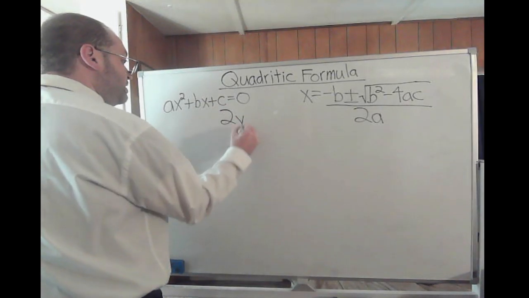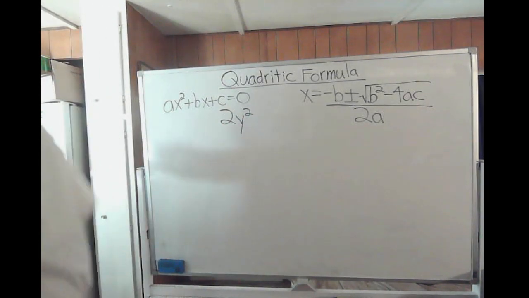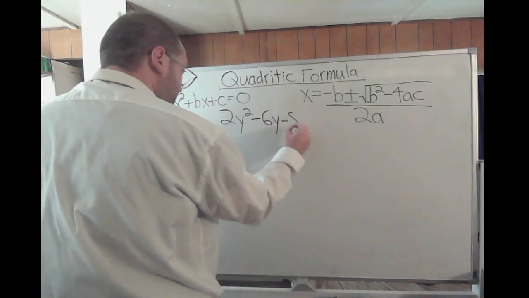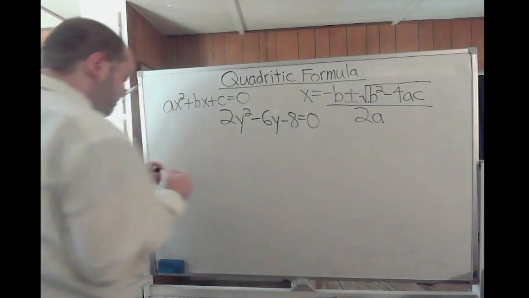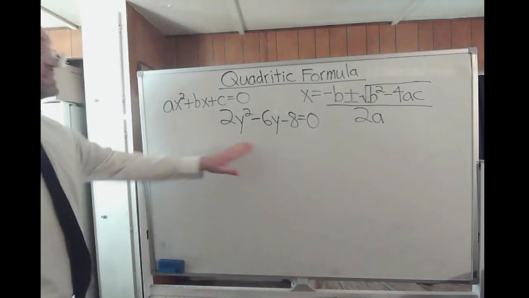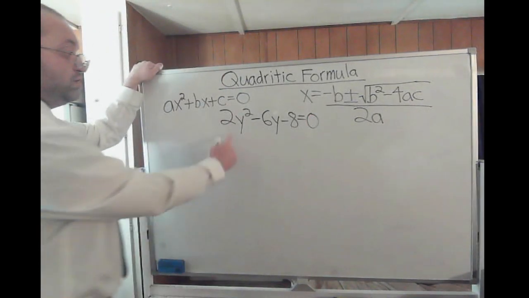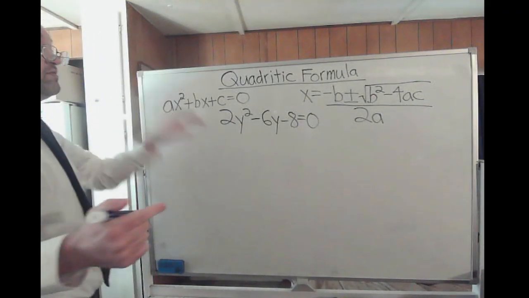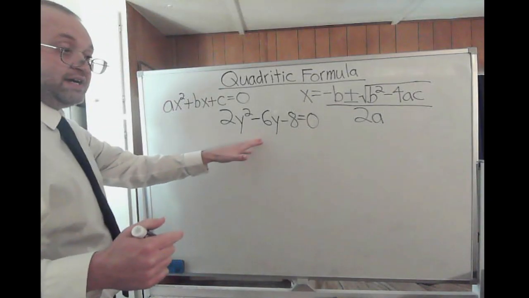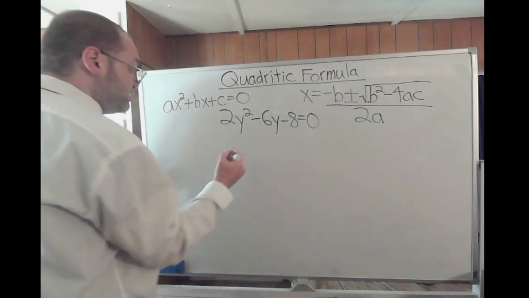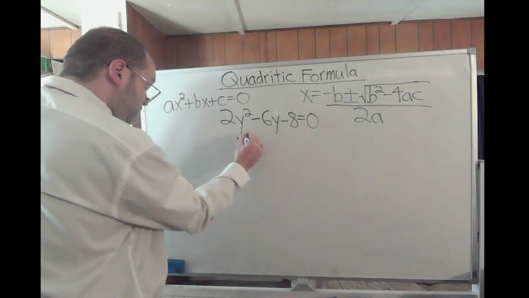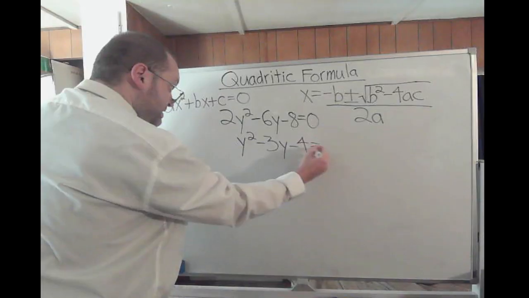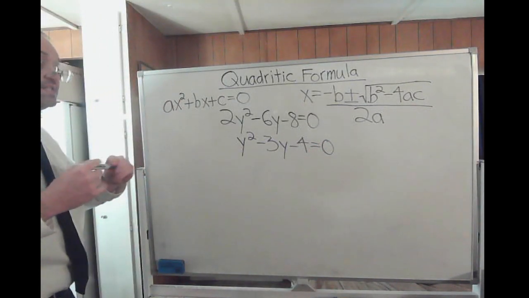Next, we have 2y squared minus 6y minus 8 equals 0. Well, we can stop here to start with. You notice every single one of these terms is divisible by 2. It is okay if every single term is divisible by a common factor to do that. So if we divide these terms by 2, you'll end up getting y squared minus 3y minus 4 is equal to 0. Now that's much easier to work with.